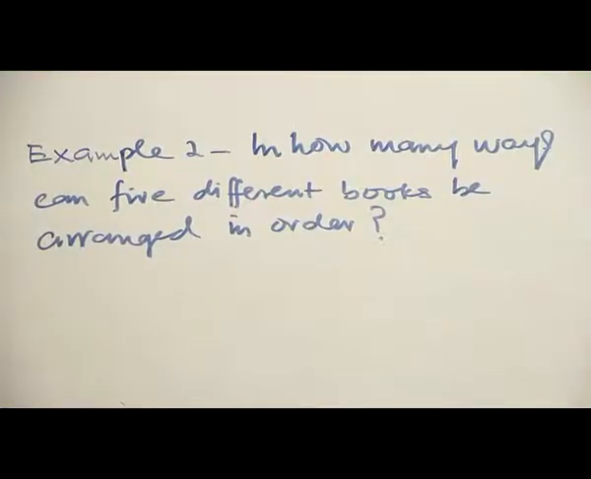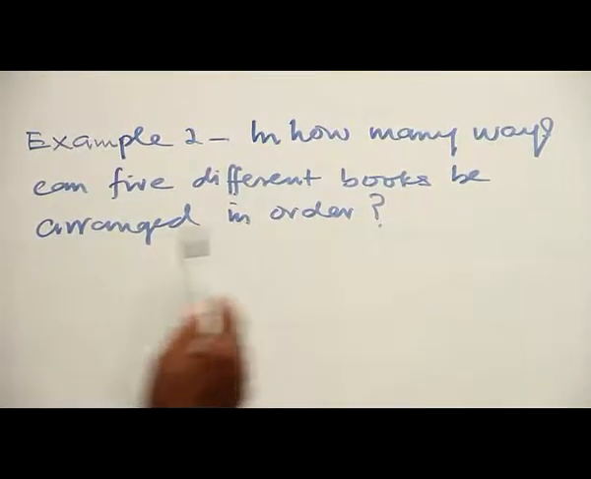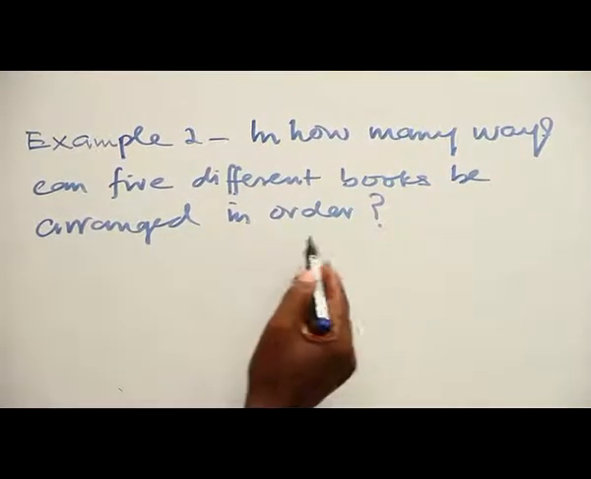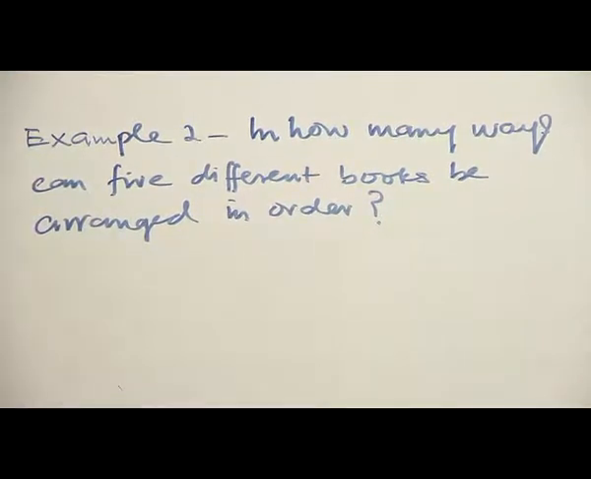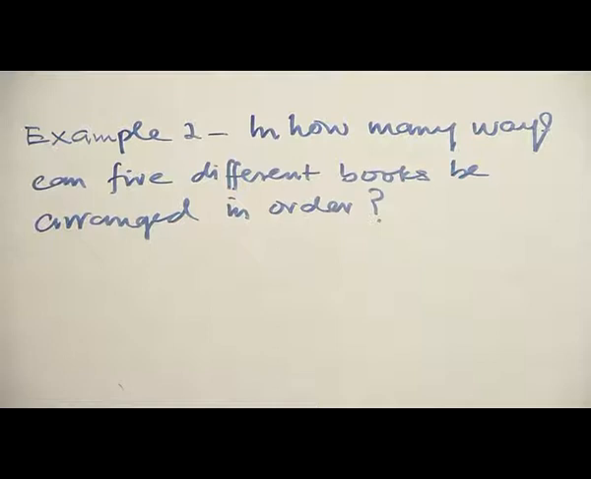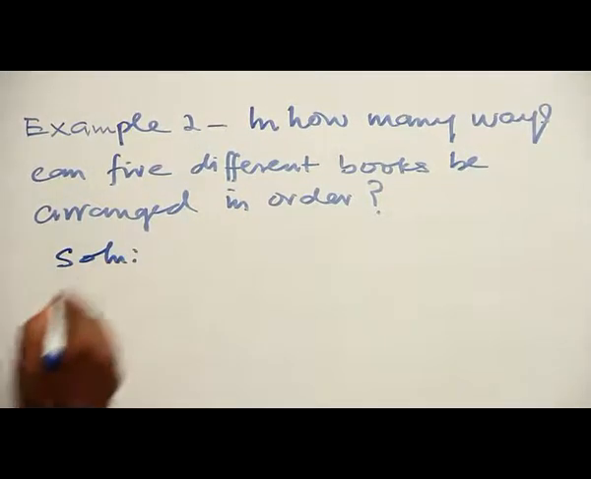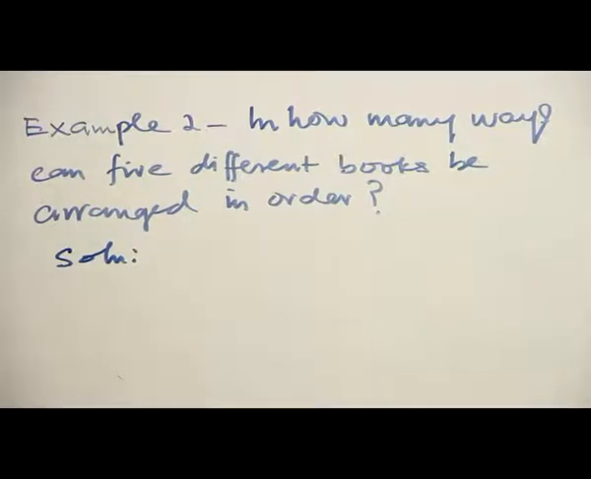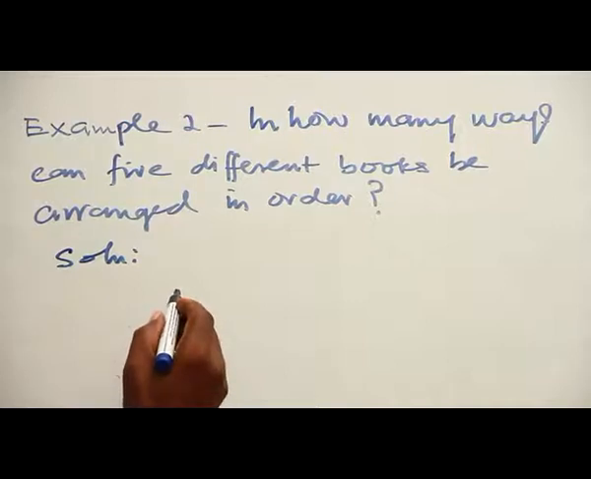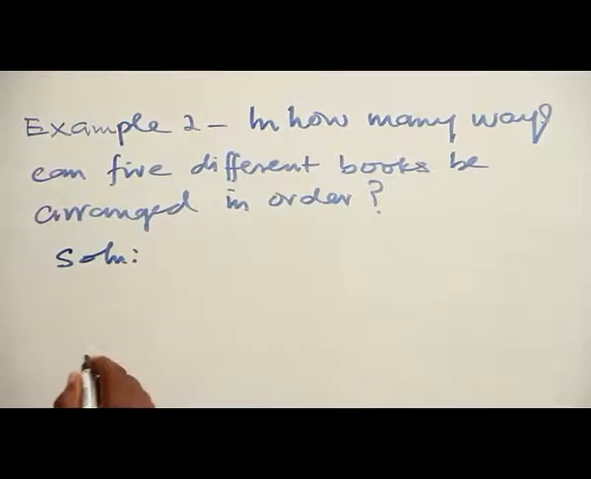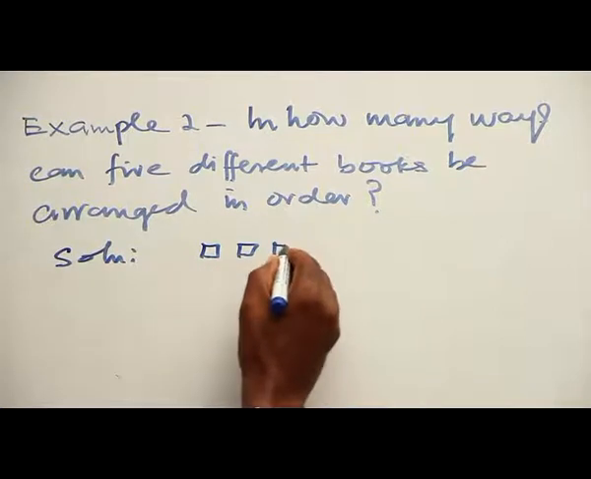Example number 2. In how many ways can 5 different books be arranged in order? Our solution: the first book can be arranged in 5 different ways. Maybe the first book can take any of these positions.